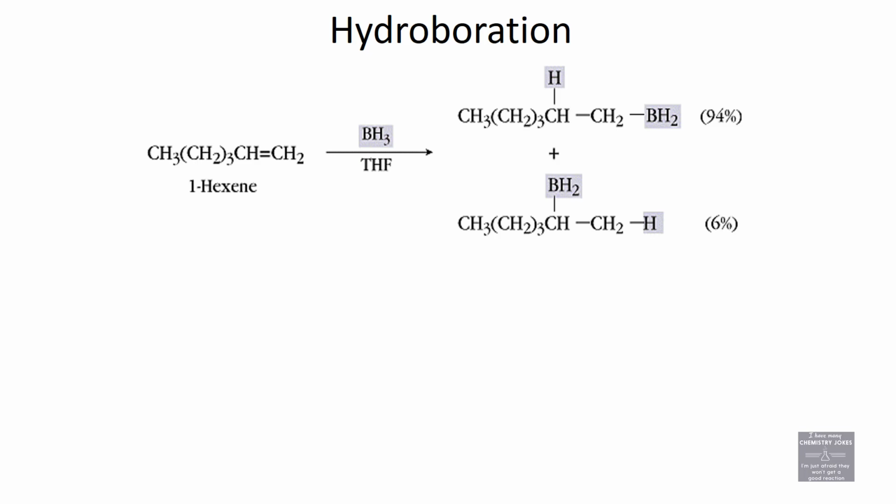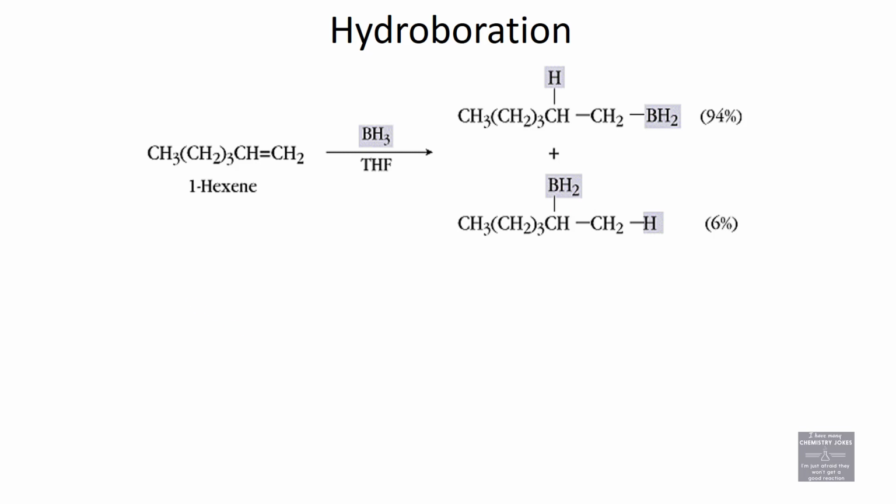Up next is hydroboration. What is hydroboration? An alkene or an alkyne reacting with a boron thing, like BH3. When BH3 reacts with this alkene, it says you get 94% this thing, 6% that thing. Let's dissect it.